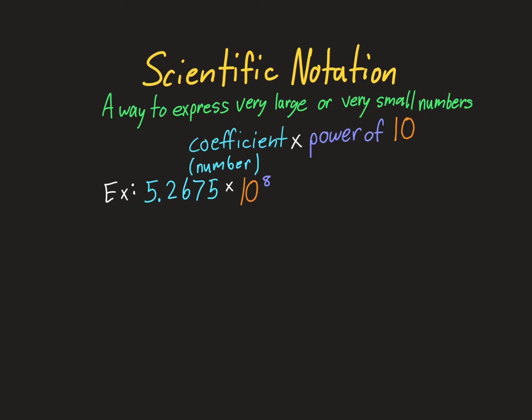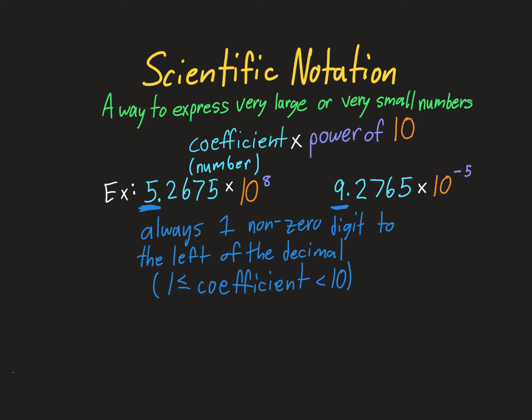5.2675 times 10 to the 8th and 9.2765 times 10 to the minus 5. Notice how the coefficients in both of these examples only have a single digit before the decimal. That is always going to be true in proper scientific notation. Your coefficient must be greater than or equal to 1, but less than 10. Also notice by looking at the powers of 10, one of these is positive and the other one's negative.